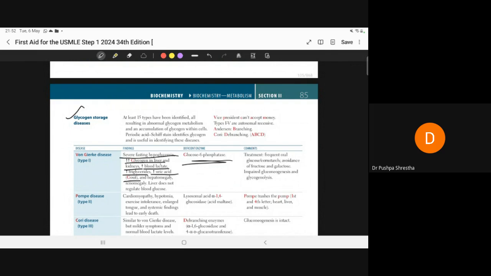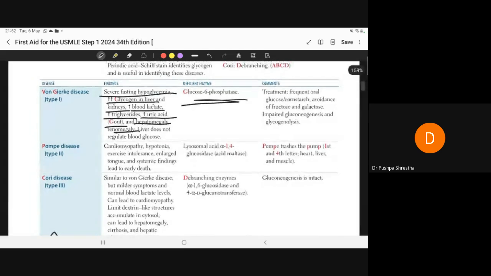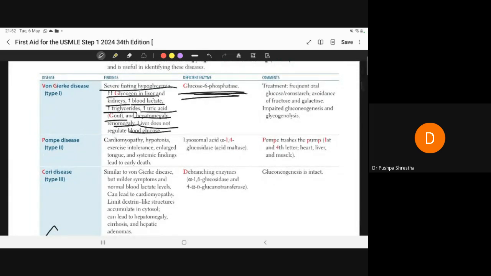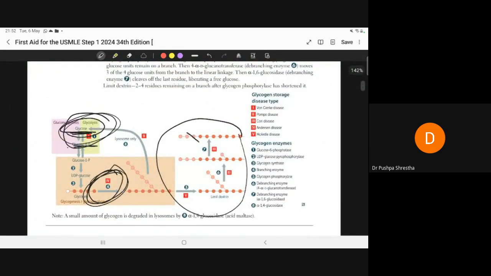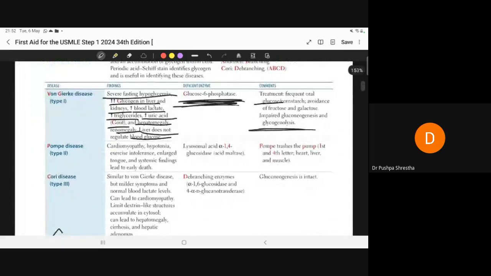This whole presentation is very, very high yield, very important. Hepatomegaly, renomegaly. As I just told you, the liver does not regulate blood glucose because the enzyme is deficient. So how can the liver contribute to blood glucose level? It cannot. How do you treat it? You avoid fasting. You supplement yourself frequently with glucose, cornstarch, and so on. Your gluconeogenesis is also ineffective because in the end the exit pathway is the same. Even if gluconeogenesis is going on, it cannot contribute to your blood glucose, and the same goes for glycogenolysis. So I believe this is very clear to you guys.